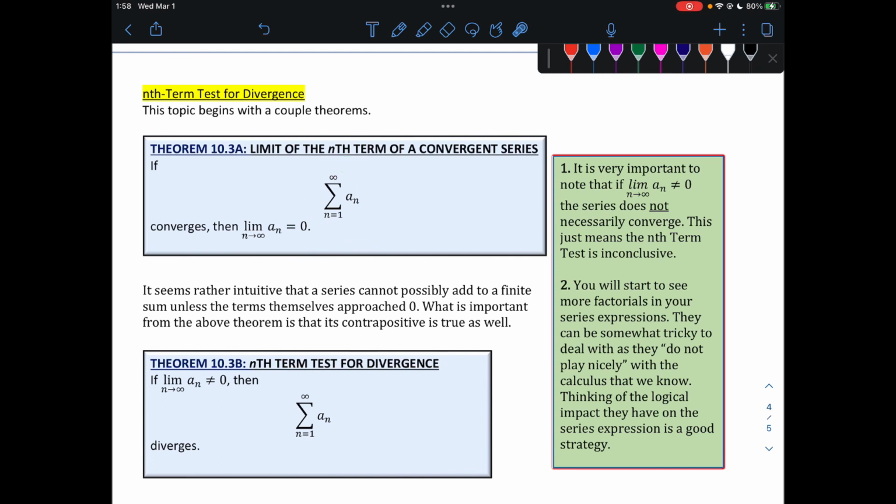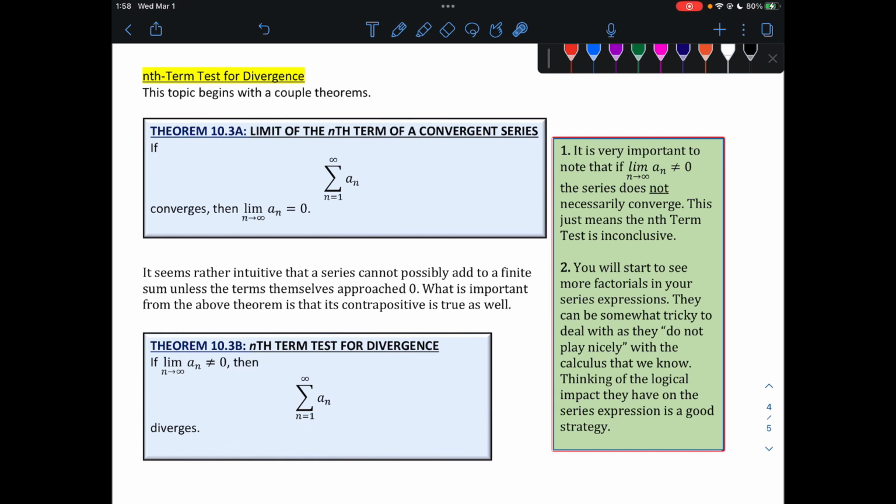We say the test is inconclusive. Okay, it seems rather intuitive that a series cannot possibly add to a finite sum unless the terms themselves approach 0. What is important from the above theorem is that its contrapositive is also true. What that means is if this is not true, then this is not true. So if the limit does not approach 0, then this diverges.